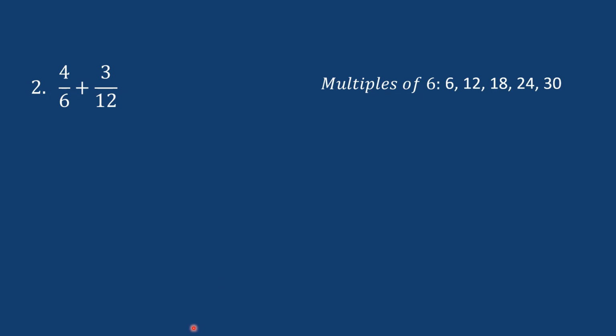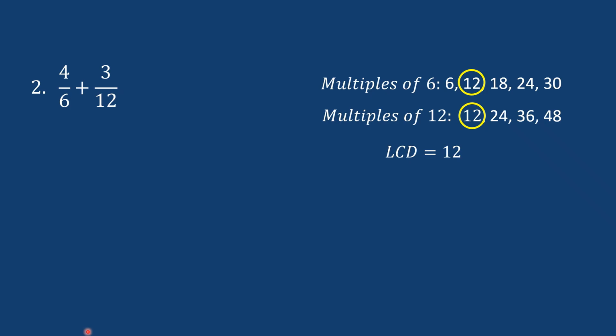And then find some of the multiples of 12. Some of the multiples of 12 are 12, 24, 36, and 48. 12 times 1 is 12. 12 times 2 is 24. 12 times 3 is 36. 12 times 4 is 48. Then find the least common multiple. The least common multiple is 12. The least common multiple is the least common denominator. So the least common denominator is 12.